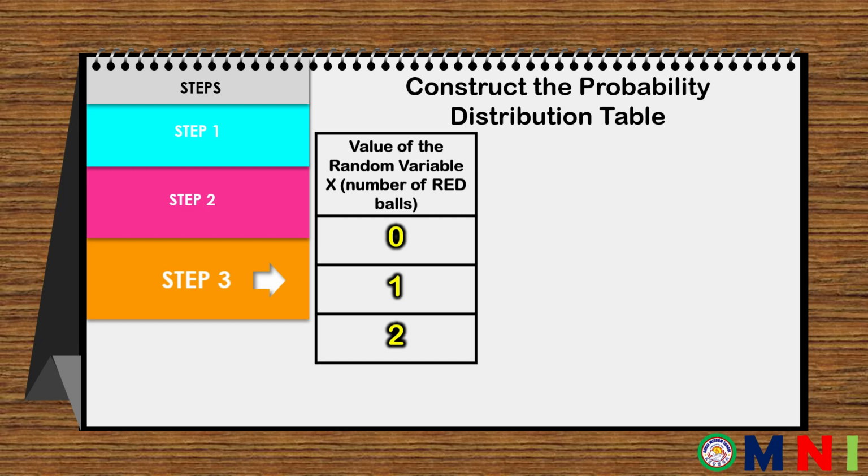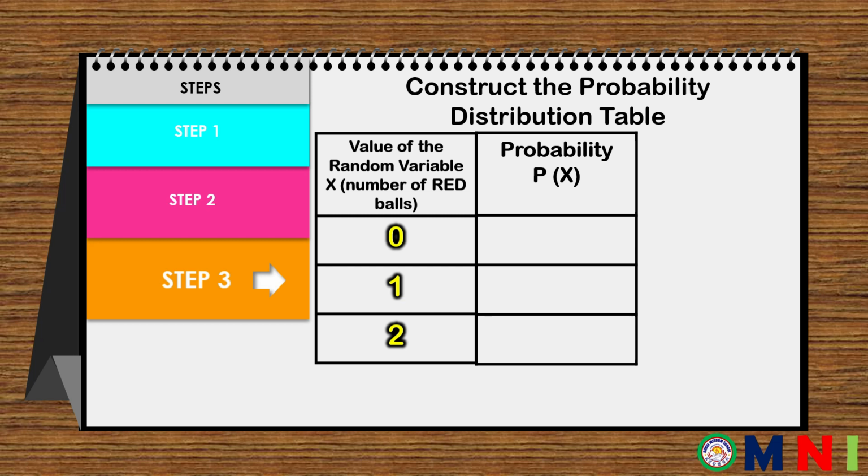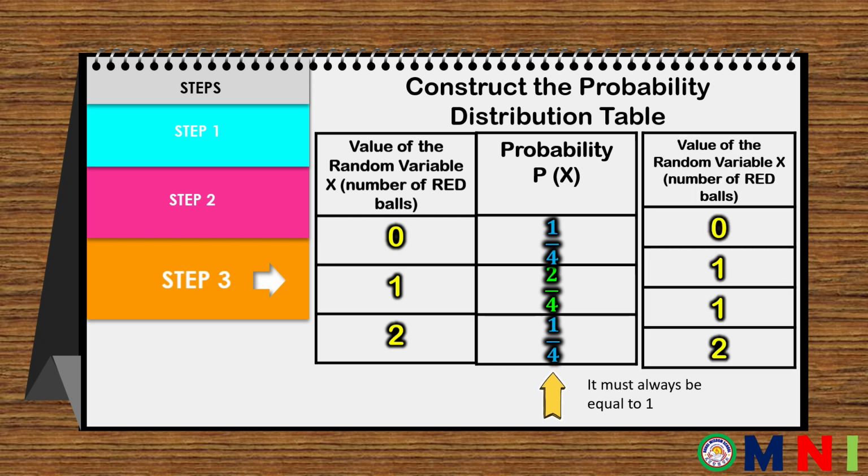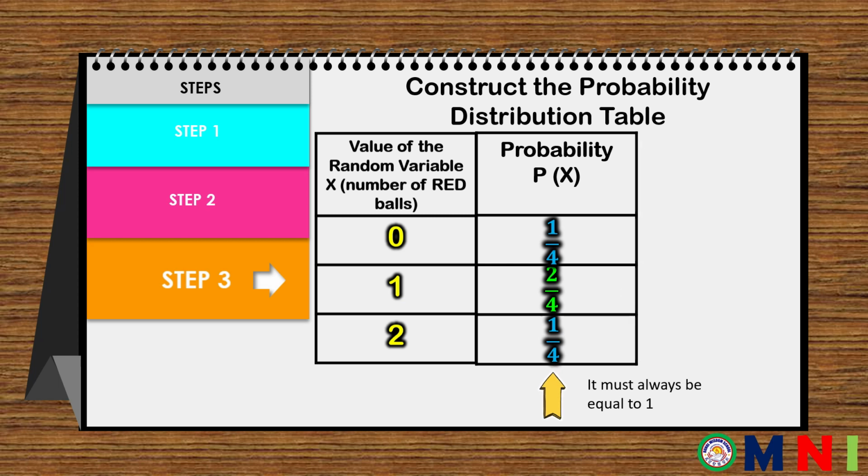Take note that in our previous answer, we only have one 0, there are two number ones in the value of the random variable x, and there's only one 2. So in assigning probabilities, we have 1/4, 2/4, and 1/4. Take note that the sum of the probabilities, P(x), must always be equal to 1. Again, we based this on our previous answer in step 2. It's 1/4 because there's only one 0. Next is 2/4 because there are two number ones. And the probability of the random variable x equal to 2 is 1/4 because there's only one number 2.